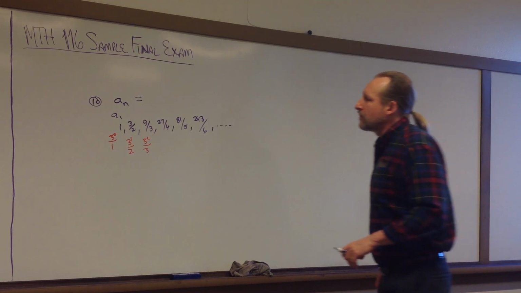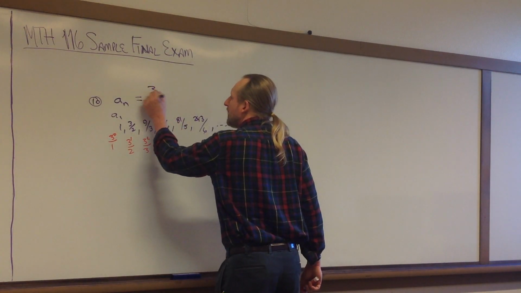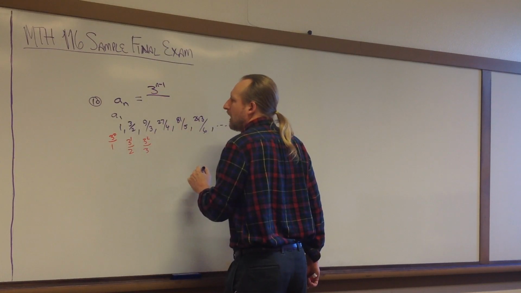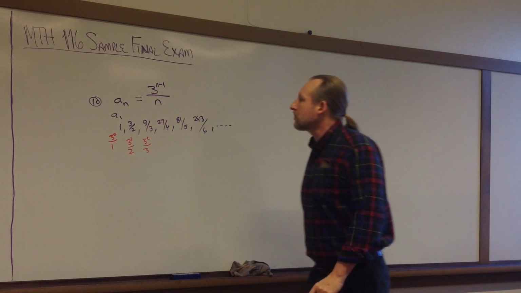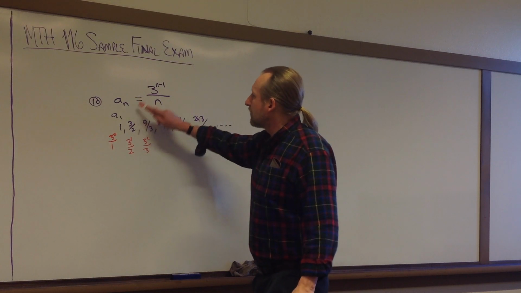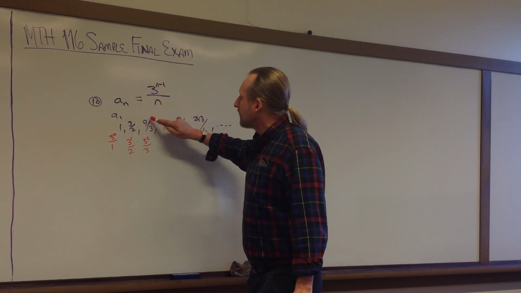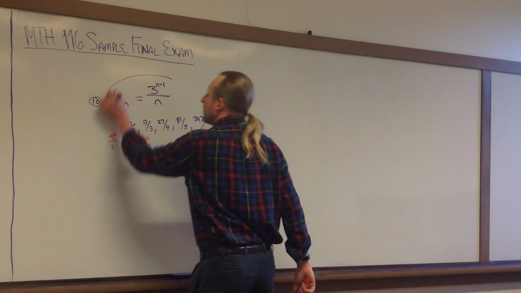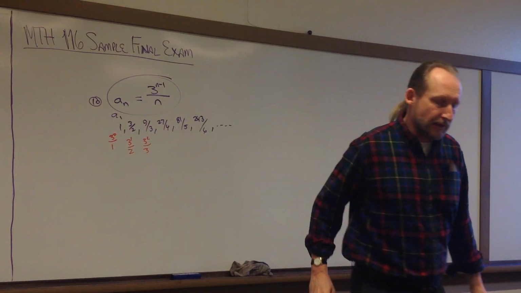So, the first term is going to be 3 to the n minus 1 on top and n on the bottom. And I think that's it. The second term is going to be 3 to the first over 2, 3 squared over 3, and there we go. 3 to the n minus 1 over n.